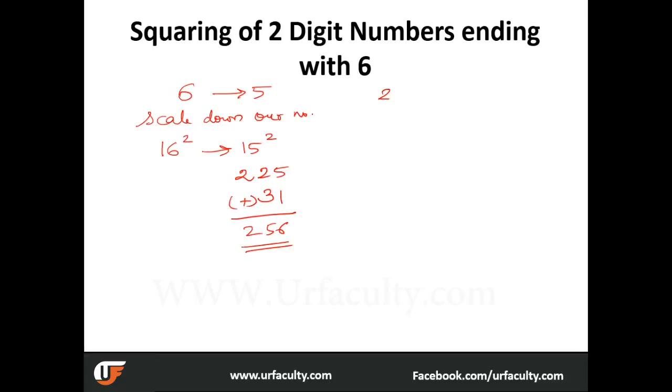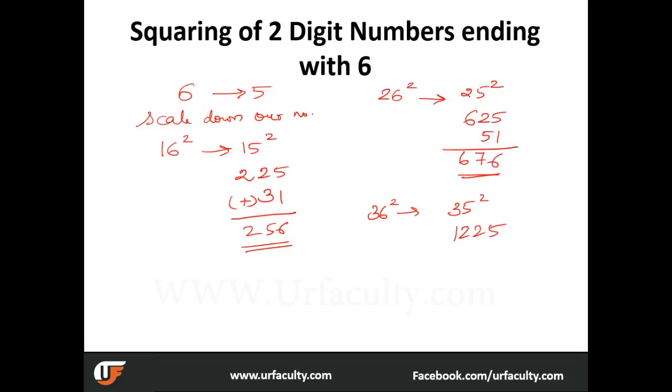So let's try with 26 square. First step is to make it 25 square. What is 25 square? 5 5s are 25 and 2 3s are 6. 625. And what is the sum of 26 and 25? 51. And here is our answer. 676. 36 square. What is 35 square? 4 3s are 12. 25. And 35 plus 36? 71. 1296. So this is as simple as that.